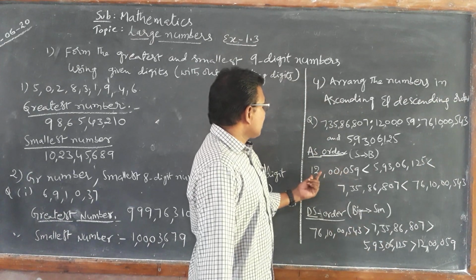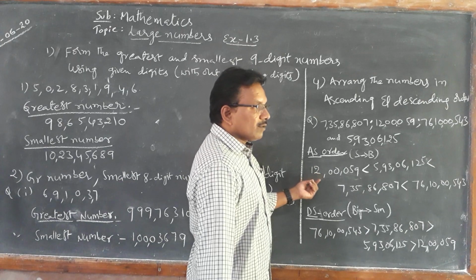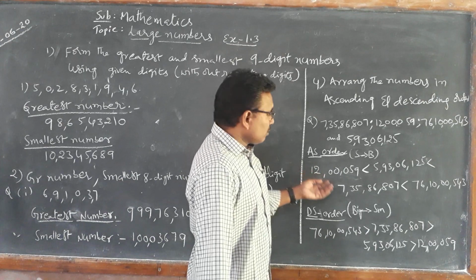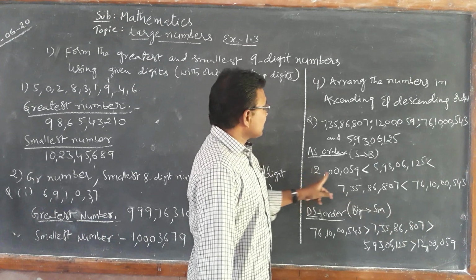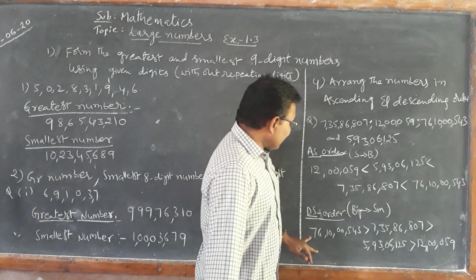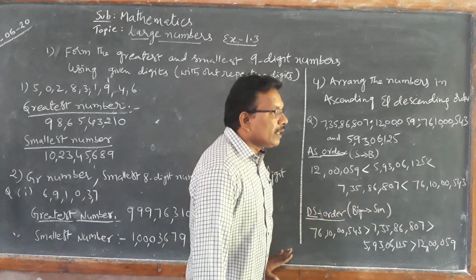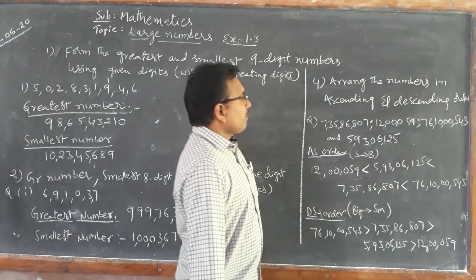The least number has no crores place. That is why it has only the lakhs place, so you write it as the least number. The least number is at the end: 12 lakhs 59. So this is the descending order. Descending means big to small. In such a way we can write it down.